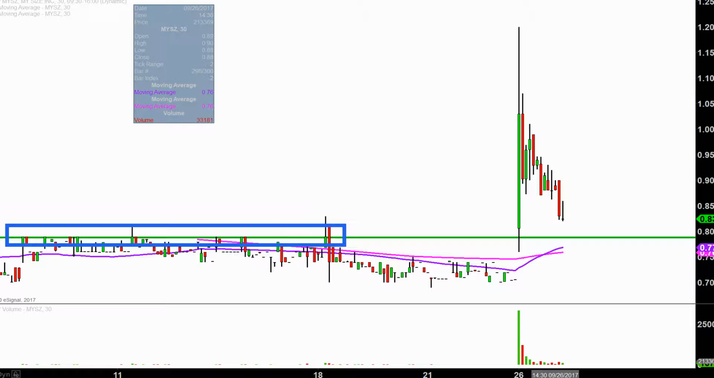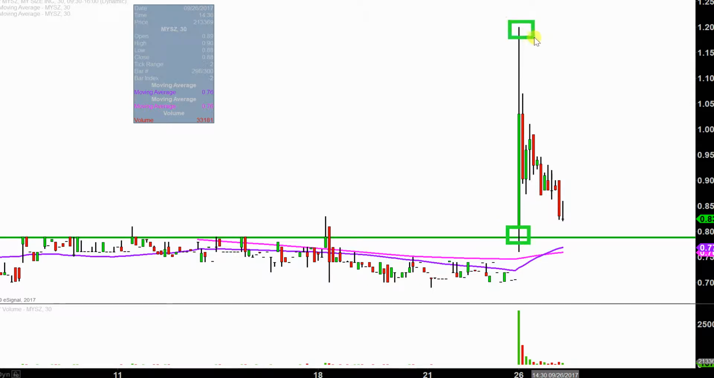So let's go through the definition. Price makes a really nice move. Well, considering it started right there and then went all the way up there, I think we can all agree that was a very, very nice move. Second part of the definition, within a relatively short amount of time. Considering this all happened in the same day, I would assume we can all agree this happened in a relatively short amount of time.